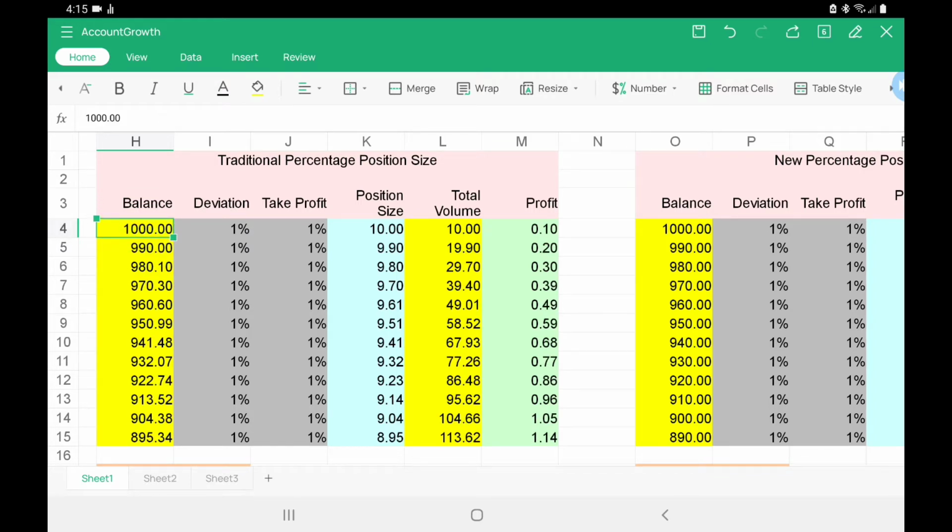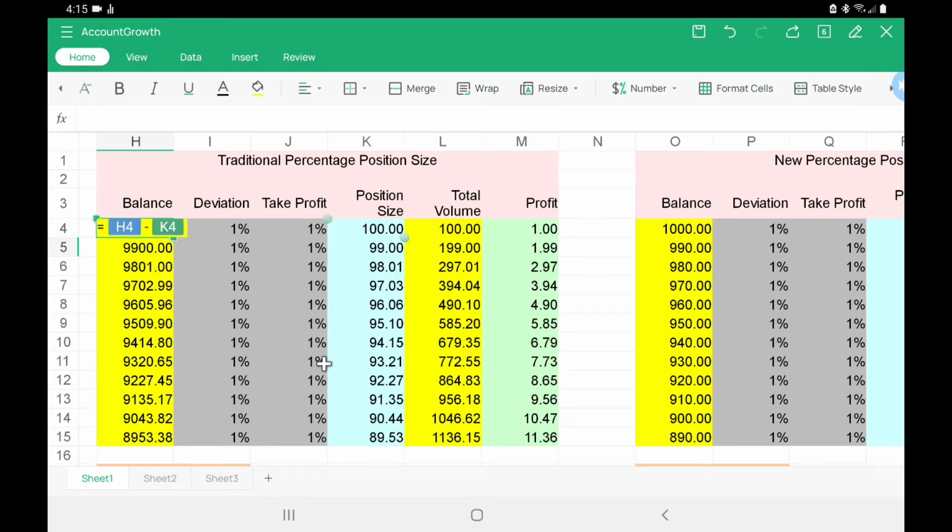So this is the perfect way of growing the account, with the exception that your position sizes decrease over time. So if you have a $10,000 account, notice how drastically it affects your position sizes. That's not what we want.